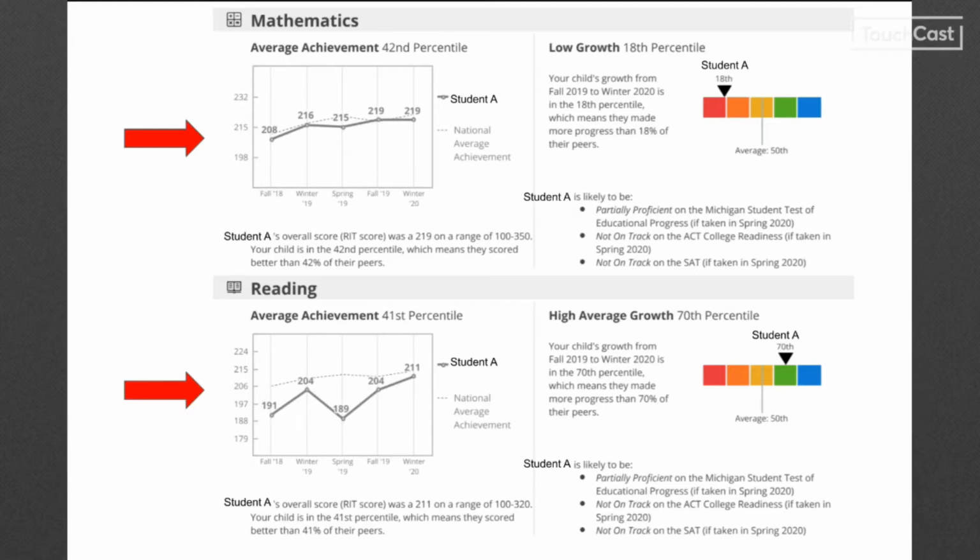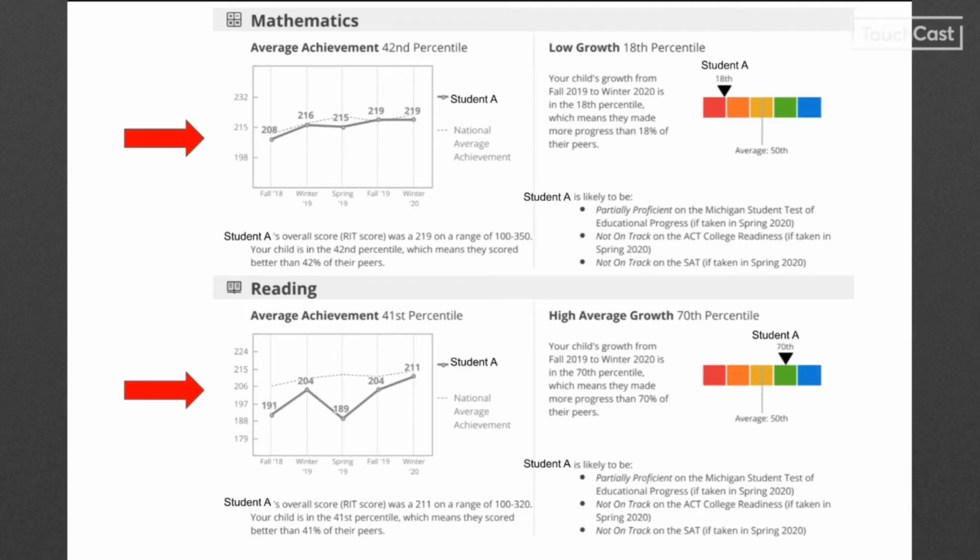For each subject, your child will receive a score on something called the RIT Scale. The RIT Scale is unique to NWEA and is used to assess students from kindergarten through high school. It's especially designed to measure growth over time. The solid line represents the student's scores. The dotted line represents the NWEA norms. These are typical scores for each grade level, subject, and season of students from across the country.